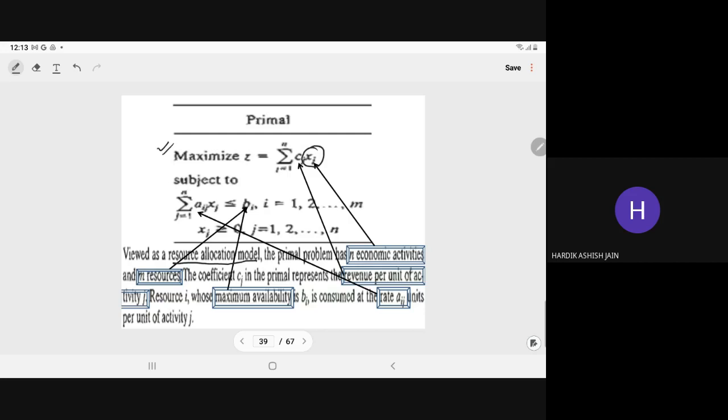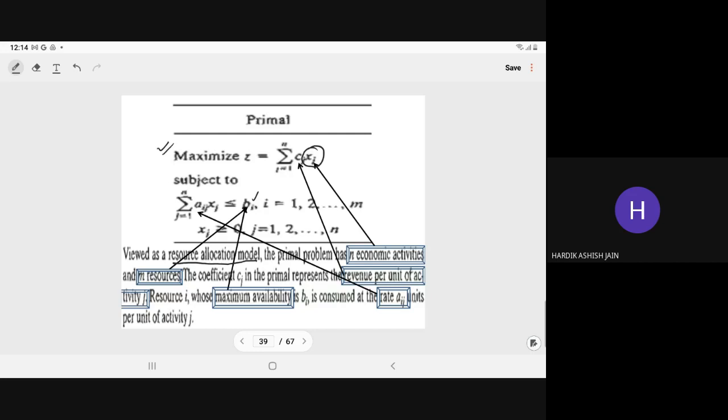An economic activity means we are producing the exterior paint, we are producing the interior paint, which involves a cost, right? In producing, you are getting the profit. So it is the economic activity with which you are getting something. Economic activity and m resources. M resources means b1, b2, bm: material 1, material 2, market demand, market capacity, all are the m resources.